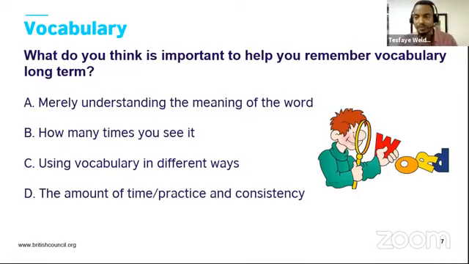So let's start with the first one, vocabulary. In the chat box, can you type what you think is important to help you remember vocabulary or any word long term?